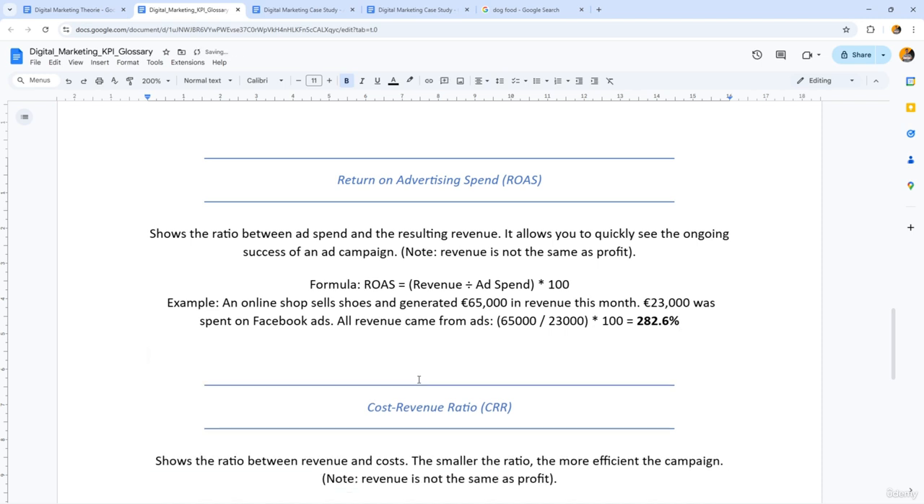We cannot tell by this number if we also make a profit, but it's quite likely with nearly double the money we got from the ads, or even more here, 282. That is a very, very good number here.